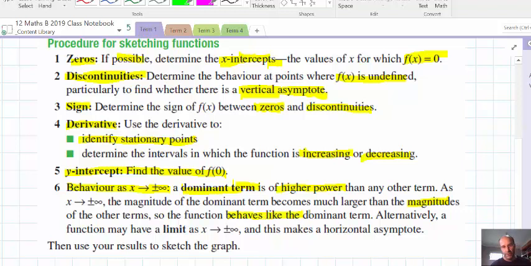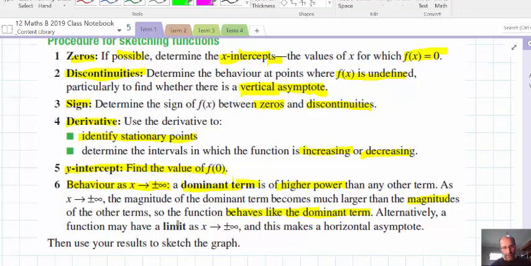So the function does behave like the dominant term, and you may have noticed in the past, in activities where you put, let's say, a quartic into a graphics calculator or graphing software and increase the domain, if you zoom way out, the curve behaves like the dominant term. It'll behave like a pure quartic, like y equals x to the 4th, for example.